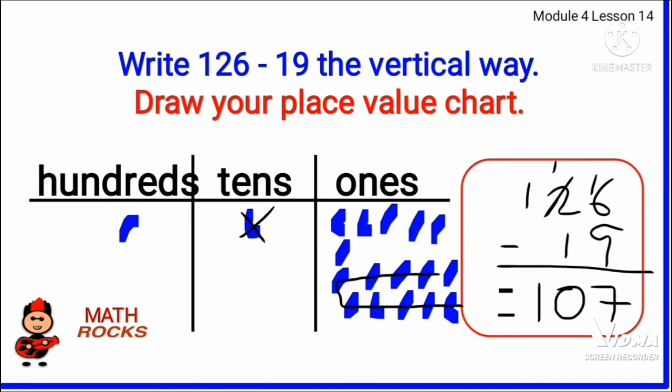And if you take away 1 ten from 1 ten, it cancels out. My 1 in the hundreds place remains. So my answer is 107. It's very easy. Remember, when you are doing subtraction with the place value chip model, you draw only the minuend, the number that you are subtracting from. That's the only number you draw. To subtract, you cancel out.